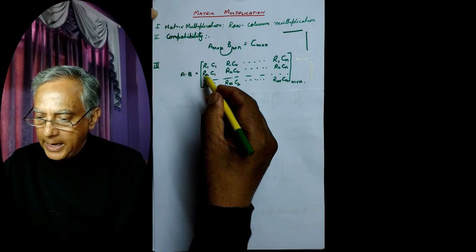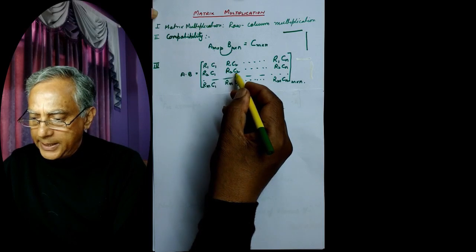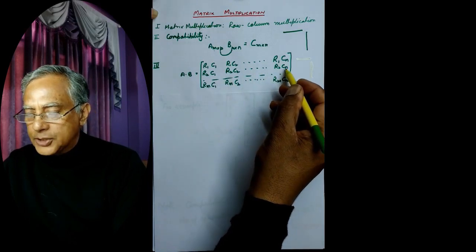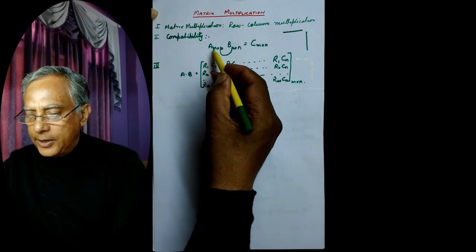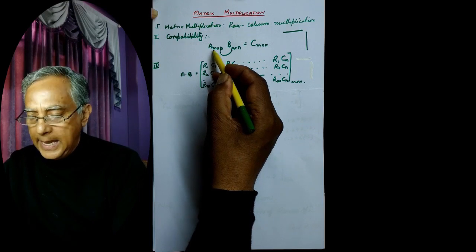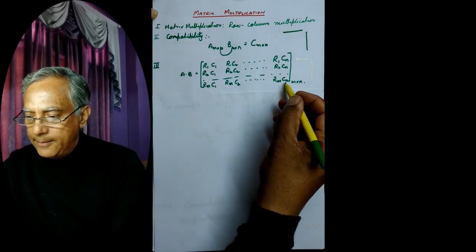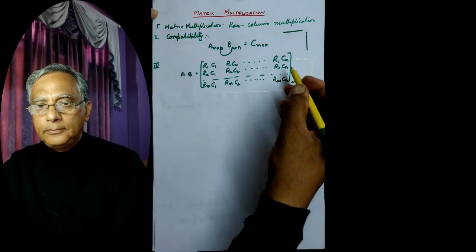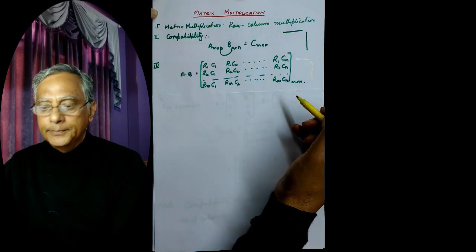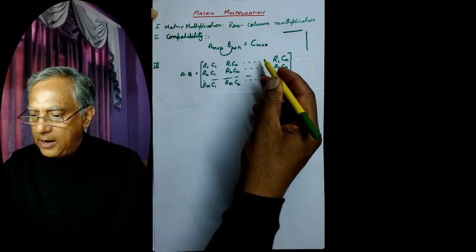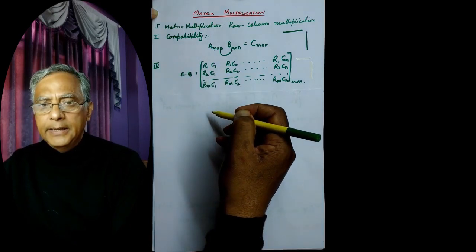Take the second row and multiply it with all the columns of B. Second row first column, second row second column, and second row nth column, and so on. Last row of A: how many rows does A have? A has m rows. So mth row first column, mth row second column, mth row nth column. So this matrix will be of order M cross N. And how exactly do we carry out this multiplication? How do we multiply a row with a column? I am going to illustrate it now.